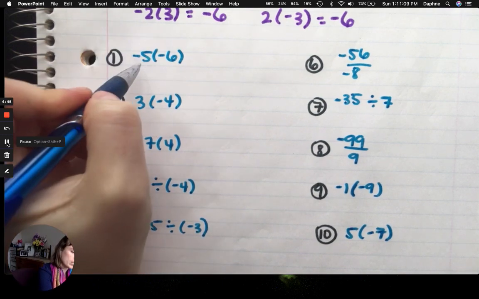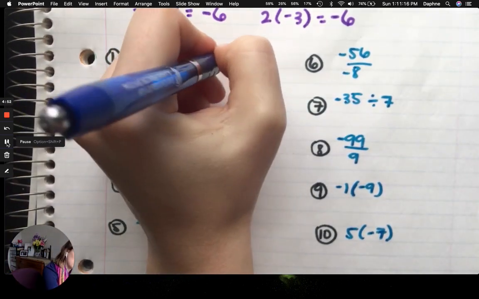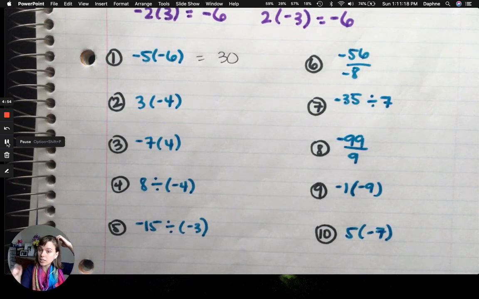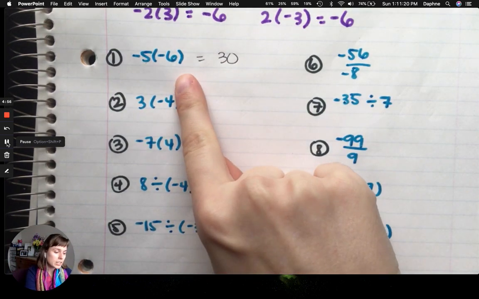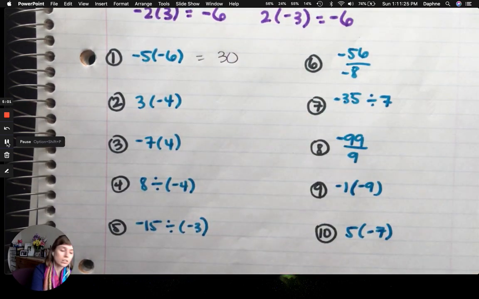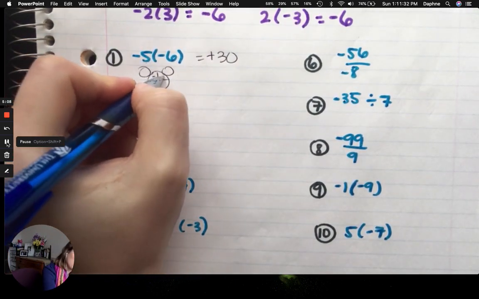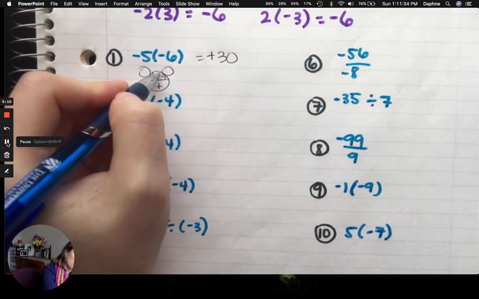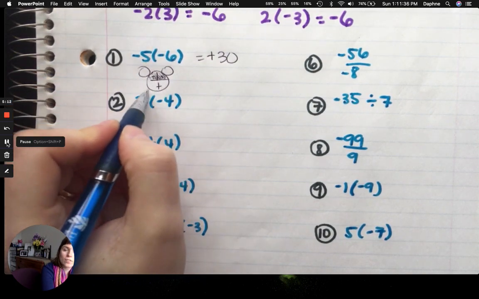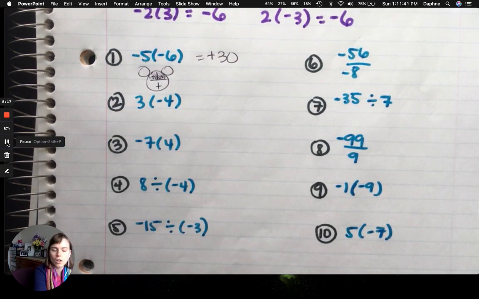Okay, so pausing here for number 1. So number 1 is negative 5 times negative 6. And forget about the negatives. Just do 5 times 6. So that should get you 30. Now I want to figure out what sign is this. Is it positive? Is it negative? So like signs, they're both negatives. So that like sign tells me it's going to be a positive 30. If you want to use the Mickey Mouse, notice that I have a negative and a negative. So if I shade those out, what sign is left over? A positive. So this should be a positive.